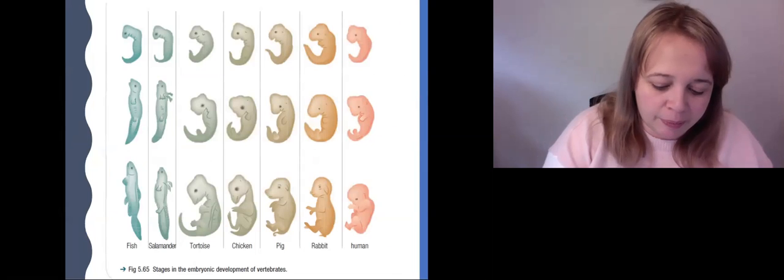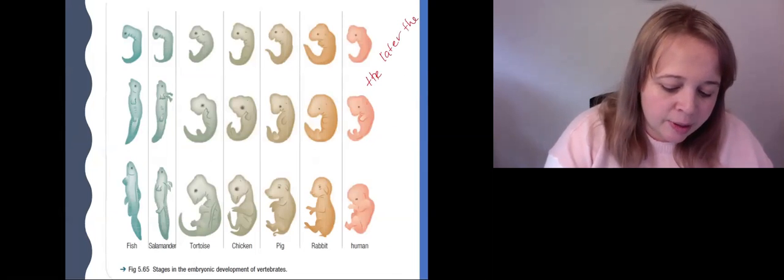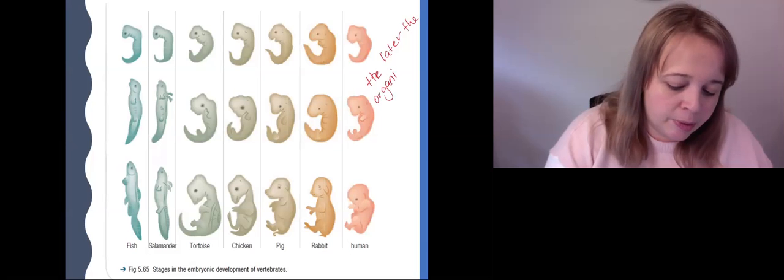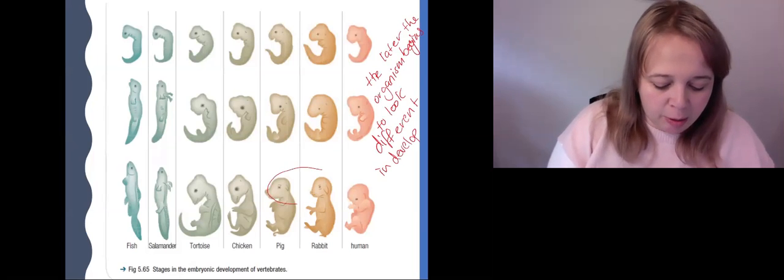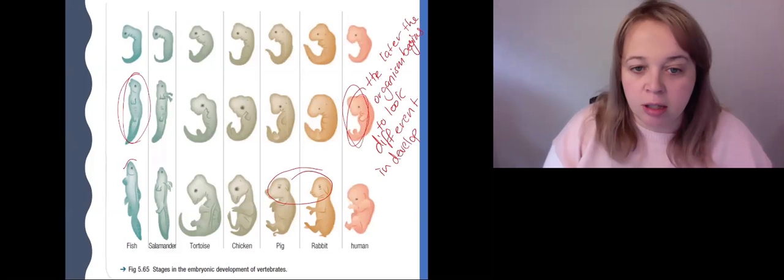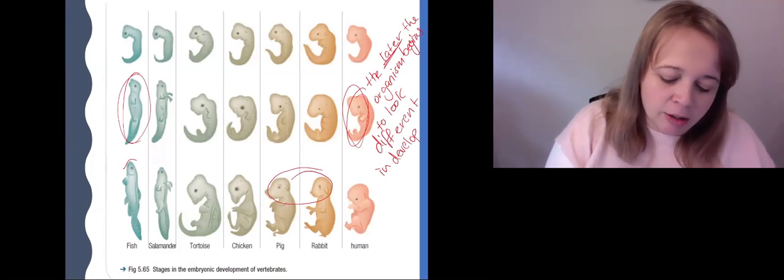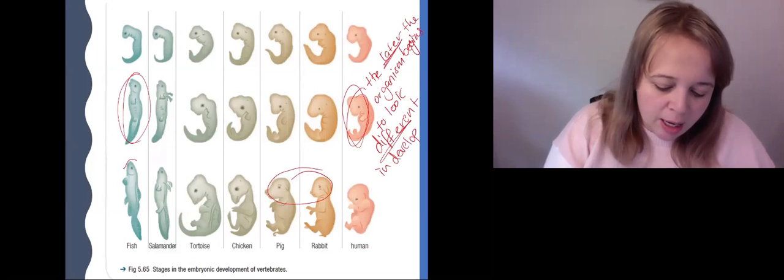So the relationship we're looking for here is the later the organism begins to look different in development. So you can see here that the pig and the rabbit look quite similar even at the end. But if you were to compare this fish here and this human here, you can see there's quite a lot of differences. So the later those organisms begin to look different, the more similar they are, or vice versa.